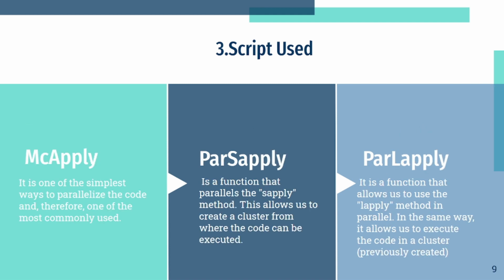Finally, on this slide, we will be able to see the other 3 parallel methods used for this project. In the first instance, the make_apply method. It is one of the simple ways to parallelize the code and therefore one of the most commonly used. Then the parse_apply and parallel_apply methods both use the apply loop in parallel.